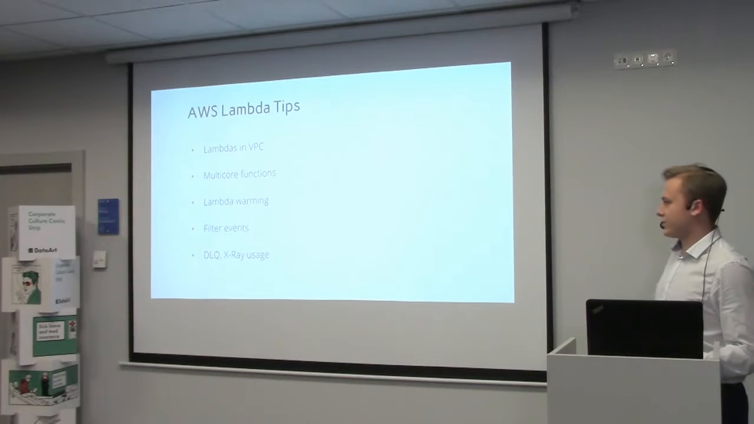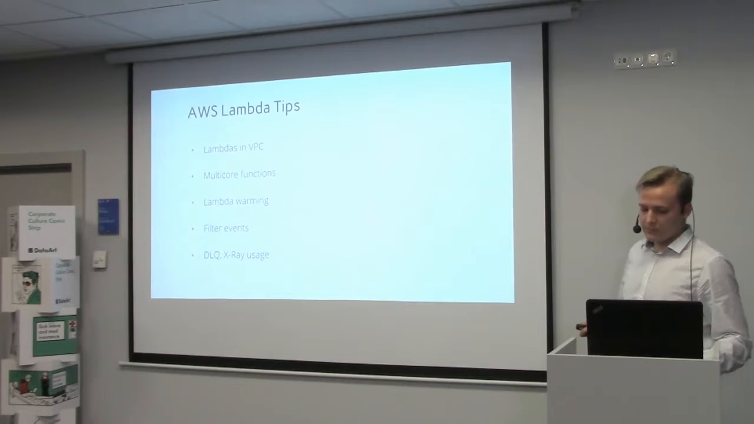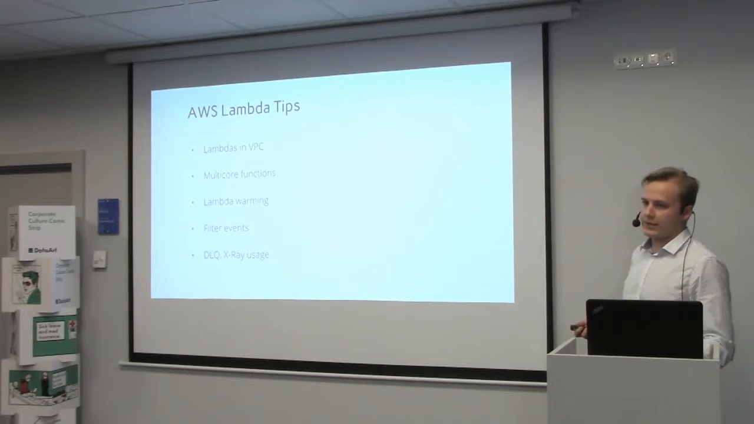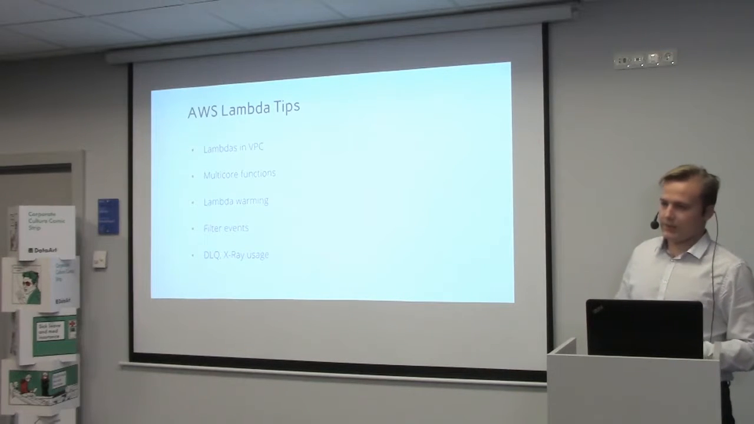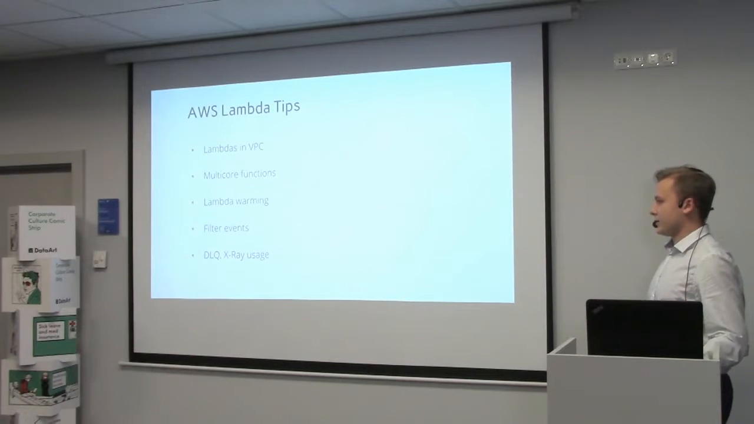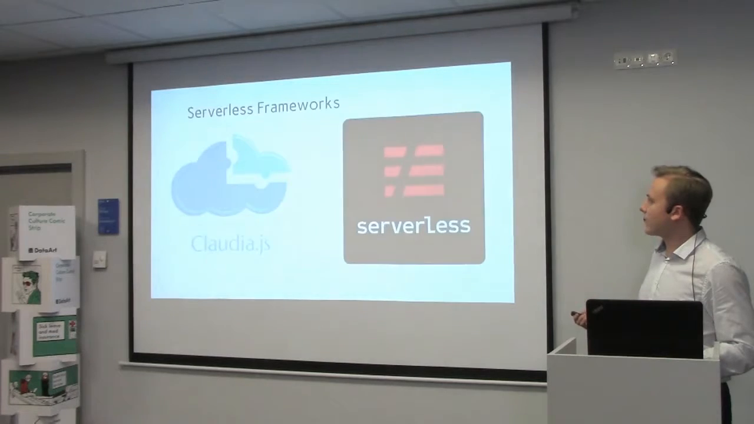DLQ is a short version of dead letter queue, and it's a queue built on top of SQS, which Lambda could use to put all errors inside. So using DLQ, you'll get access to data, for example, the input which came to the Lambda, the stack trace, and so on, which you could use to troubleshoot errors. And X-Ray is a nice service inside Amazon, which you can use to gather and visualize metrics.